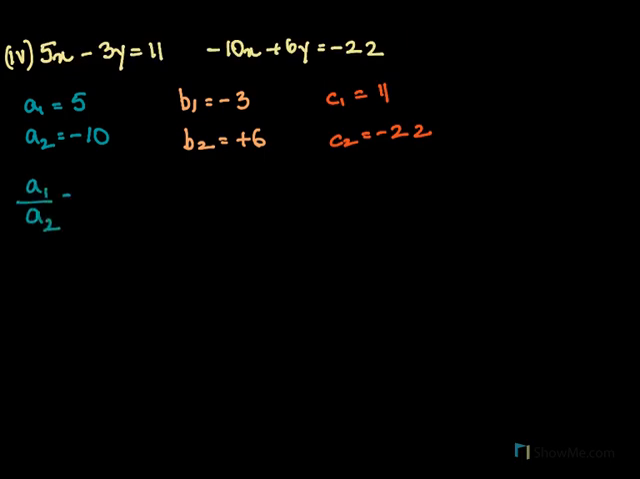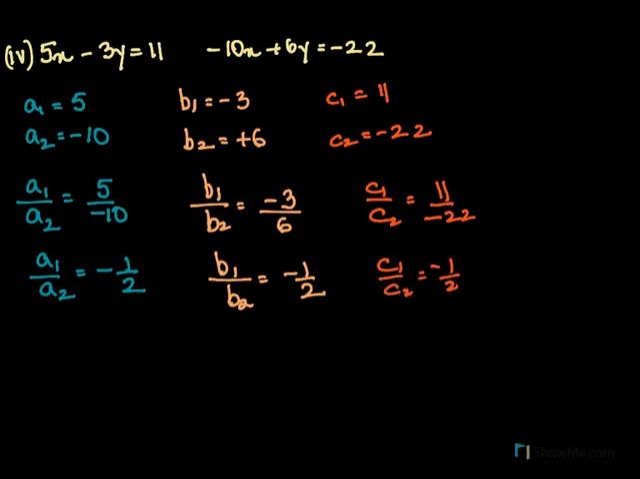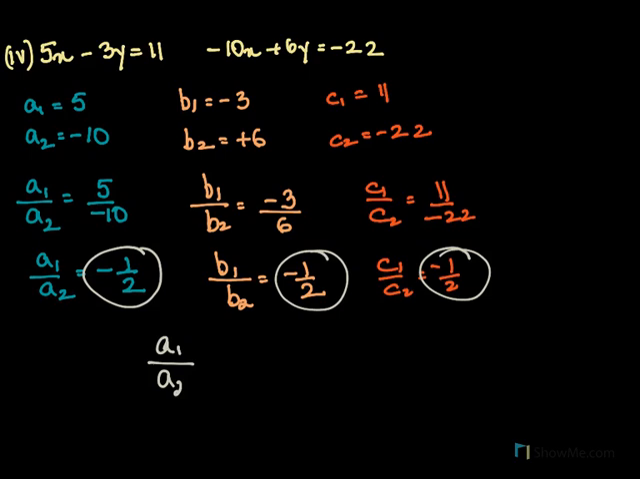So A1 by A2 will be 5 over minus 10, which is minus 1 by 2. Take care of the negatives. So B1 by B2 is minus 3 over 6, so B1 by B2 is also minus 1 by 2. And then last we have C1 by C2, 11 over minus 22, which is minus 1 by 2. So here too we have A1 by A2, B1 by B2, C1 by C2, and we realize that A1 by A2 equals B1 by B2 equals C1 by C2.